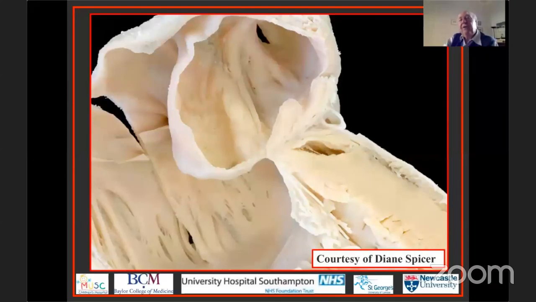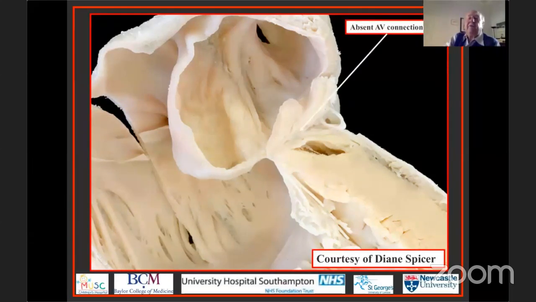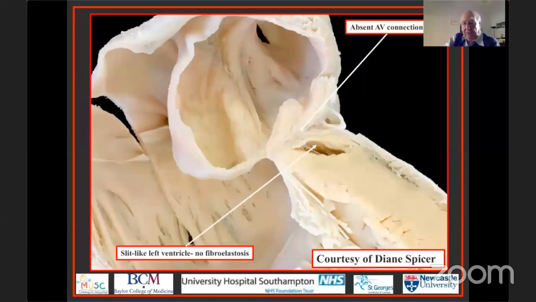Here is another very nice picture showing us the seeming absence of the left atrioventricular connection. And as so often now, I'm using Diane Spicer's beautiful photographs to illustrate the morphology. So here Diane has concentrated on the left atrioventricular junction. And again, you see the fibroadipose tissue that is interposing between the floor of the left atrium and the cavity of the left ventricle, which again is slit-like, and once more, no fibroelastosis.